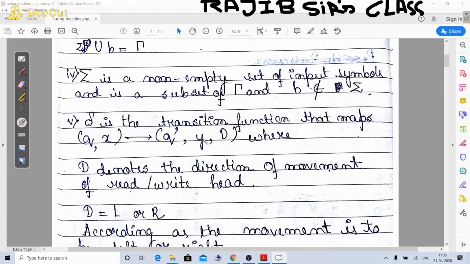So when we go for the ID move, either we are going towards the right or we are going towards the left. This will be denoted by this D. D denotes the direction of the movement of the read-write head. That means the read-write head is moving towards the left or towards the right. We can denote this by D.